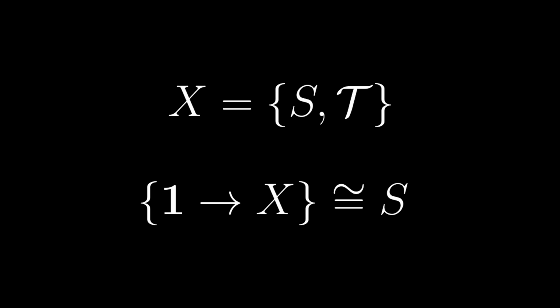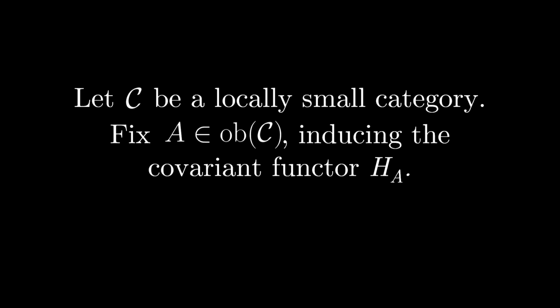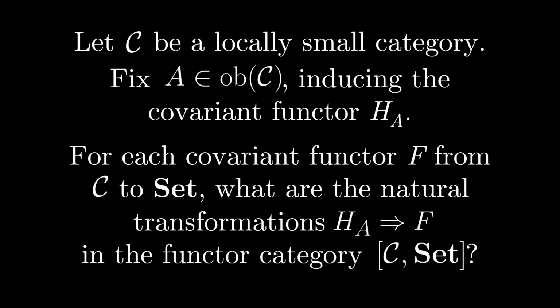The remarkable thing about the Yoneda Lemma is that it's a proof at the level of categories, so it holds for any category of spaces: topological, metric, smooth manifolds, sheaves, algebraic varieties, anything. We begin the lemma by asking what information representables recover. Let C be a locally small category and fix A in C, inducing the covariant functor h_A. For each covariant functor F from C to Set, what are the natural transformations from h_A to F in the functor category [C, Set]?